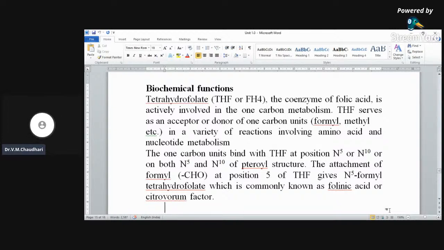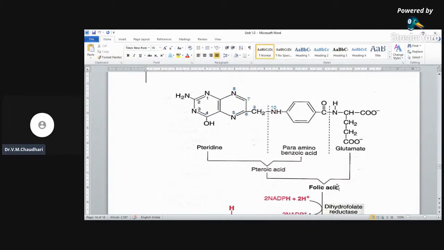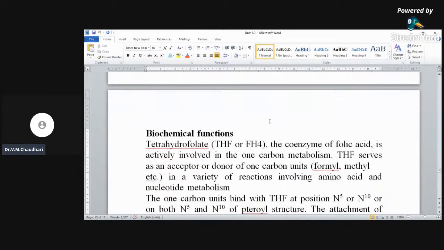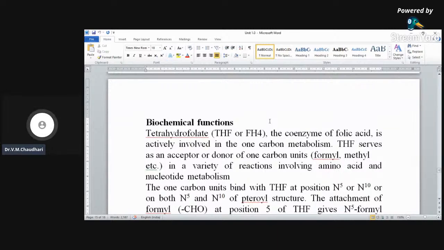So one carbon unit binds with the tetrahydrofolate at the N5 or N10 position. Where is N5? This is the N5. Or this is the N10 position. So this formyl group or methyl group binds to either the N5 or N10 position, and sometimes binds to N5 or N10 of the pteroid structure.